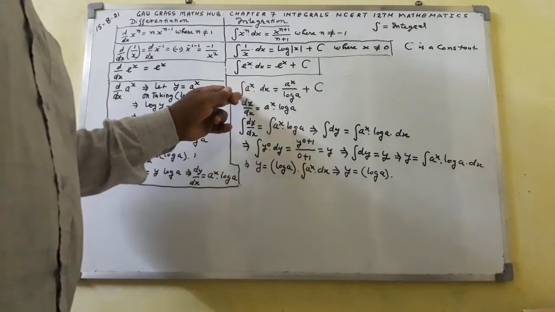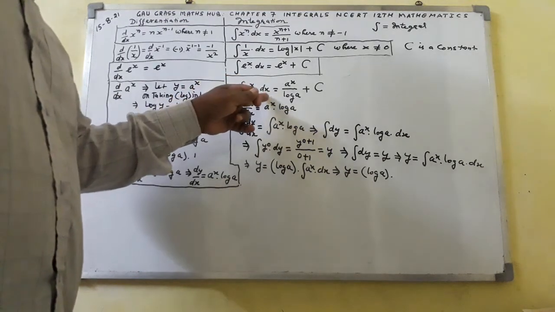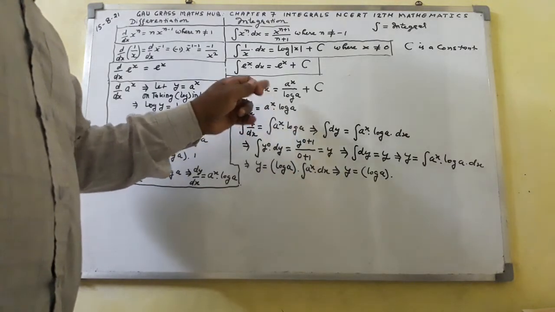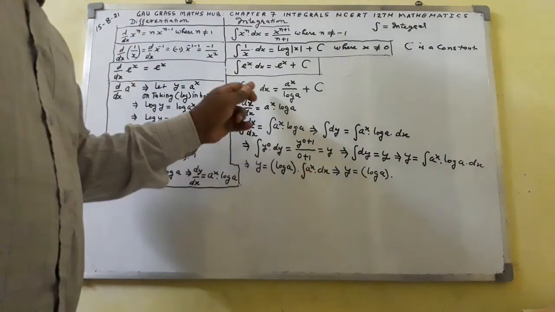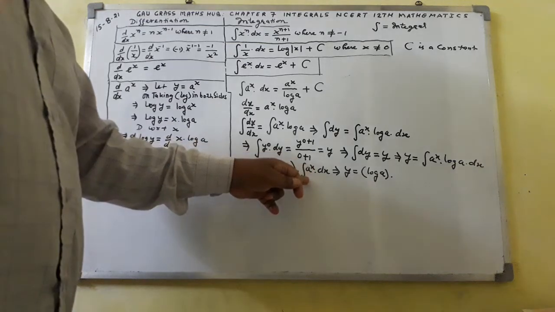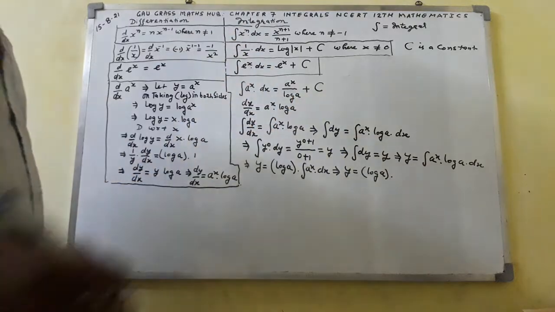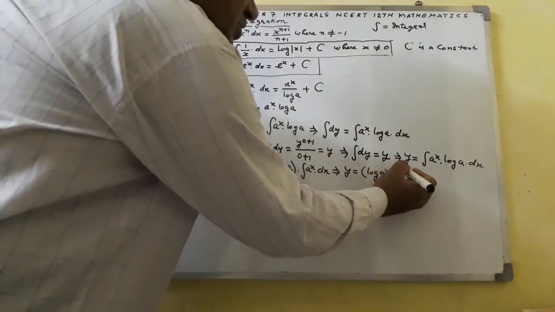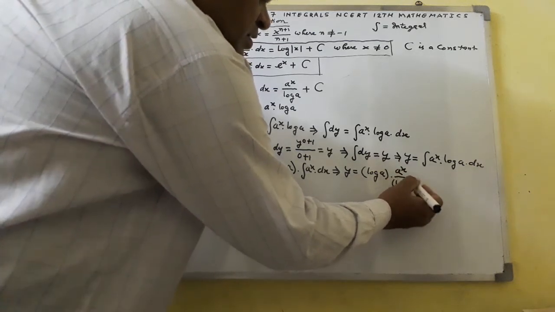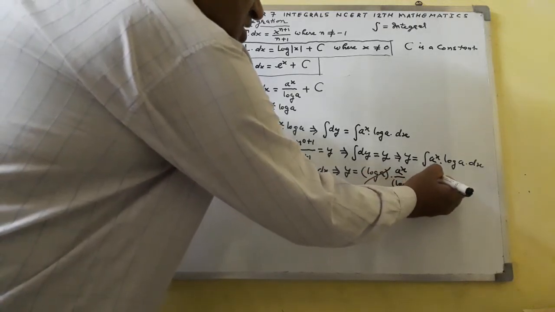This formula, the integral of a raised to the power x dot dx, in place of this value I shall write this one. Here you can see the integral of a power x dot dx is the same. So in place of the integral of a power x dot dx I shall write this term: a raised to the power x over log a. Log a will be cancelled out, and we get a raised to the power x.